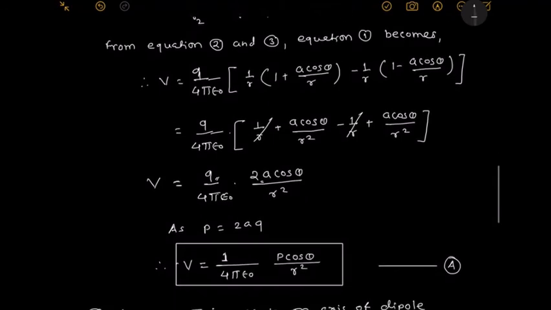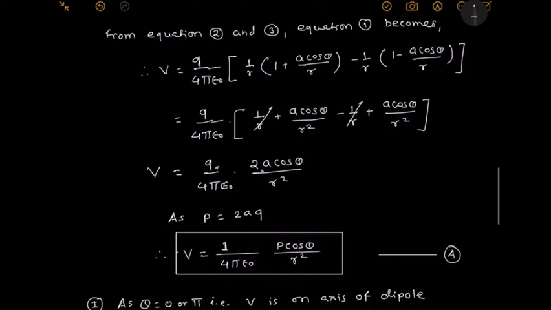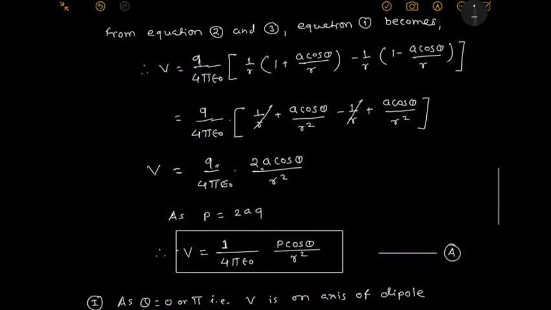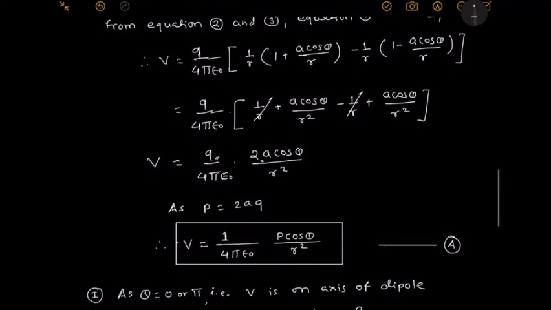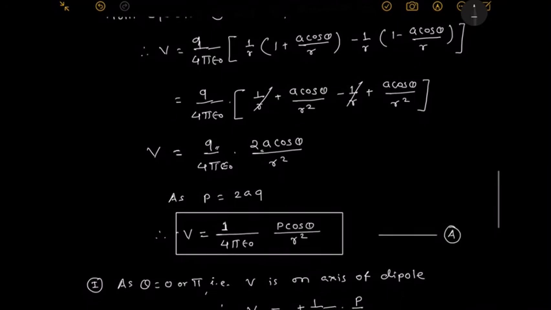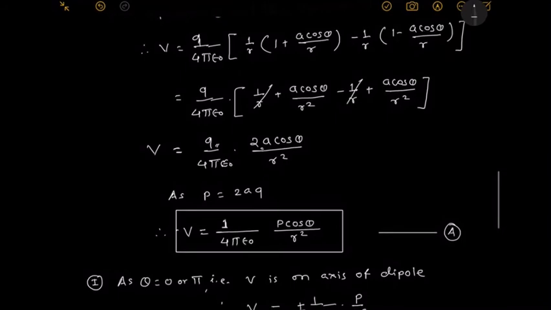Now we explain some cases. The electric potential at point C depends on theta. Take theta as 0 or 180 degrees. What is the position of the dipole? We find the electric potential along the axis of the dipole, meaning point C is along the axis of the dipole.